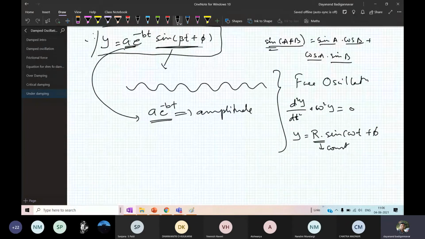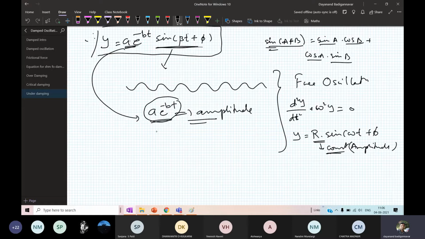Now here this r was constant, therefore you get free oscillations. You are getting the point. Here r is the amplitude, which is a constant. Therefore, you get free oscillation. But here the amplitude is not constant. It is actually a decreasing one, where the amplitude is decreasing exponentially.